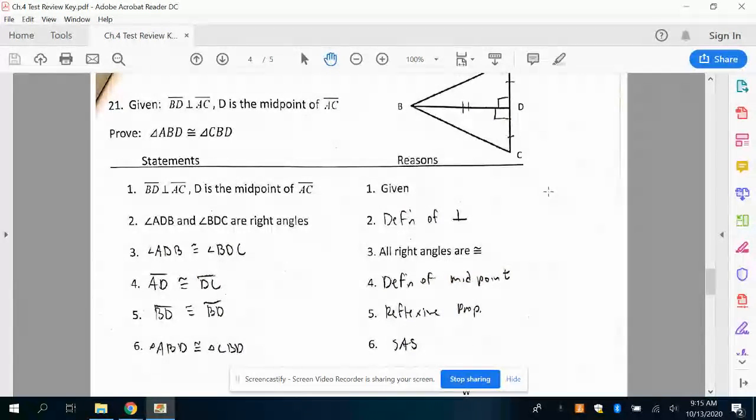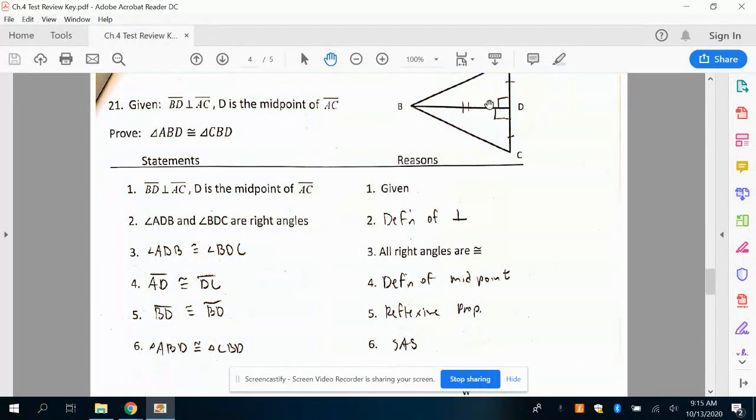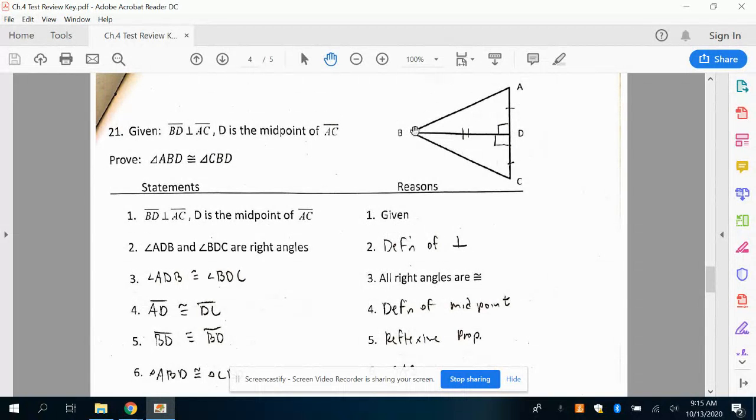Okay, 21. So you're given that BD is perpendicular to AC and D is the midpoint of AC. So that's given to you, that's already written down for you. And then they kind of help you out. So then they tell you to use the fact that if BD is perpendicular to AC here, then ADB and BDC are right angles. So I labeled that in the picture. Hopefully you did that as well. And that's the definition of being perpendicular.